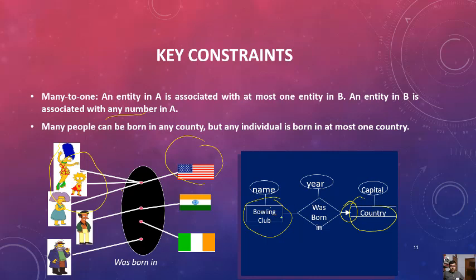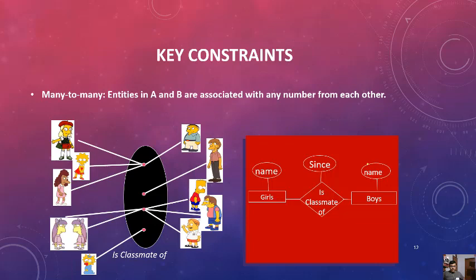Entities in A and B are associated with any number from each other. Here the relationship name is classmate. So these girls are classmates of a single boy. Here, this set of boys are classmates of these two girls. Okay, so in this relationship there is no restriction on association.